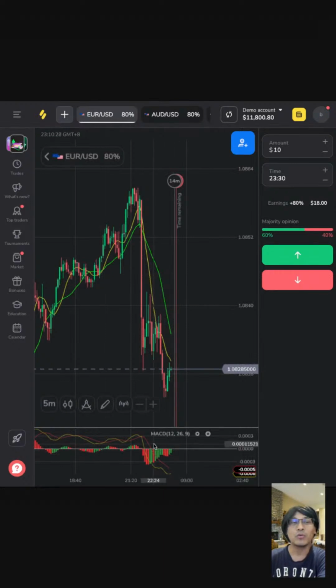And then of course, when the price movement is a huge price movement, you get a huge histogram appearing on the MACD, like you see right here. There's a big push down. This is because of the news.